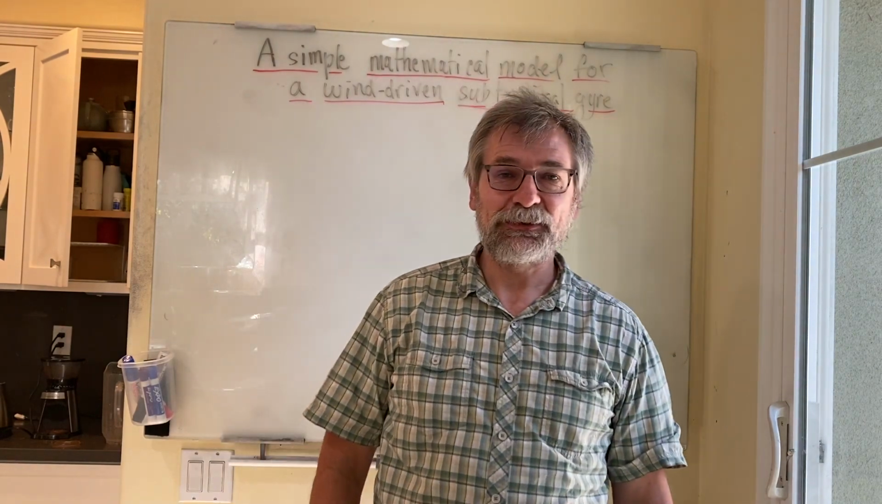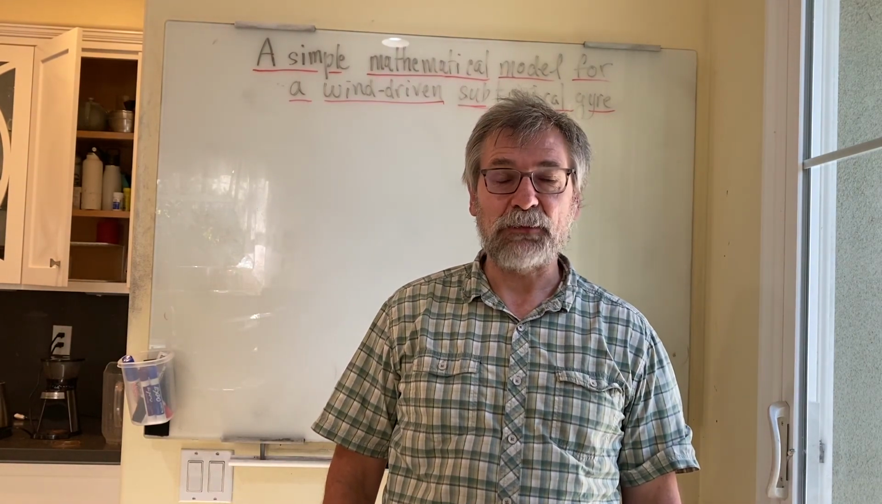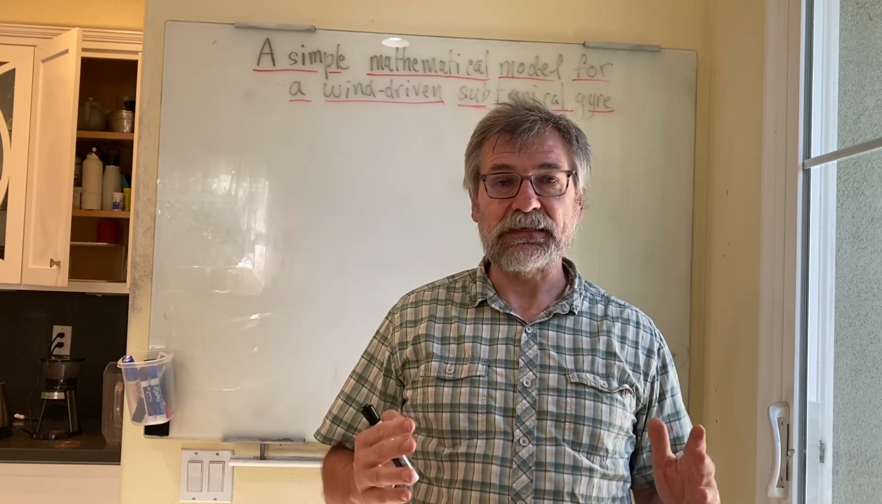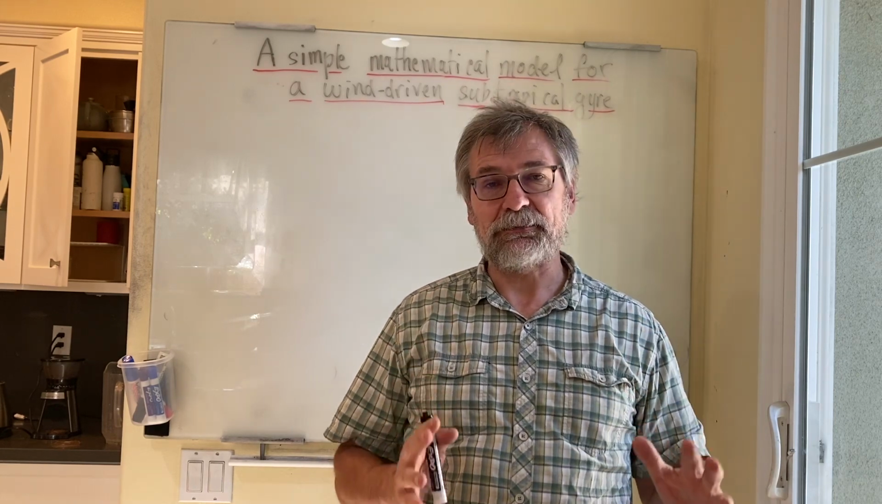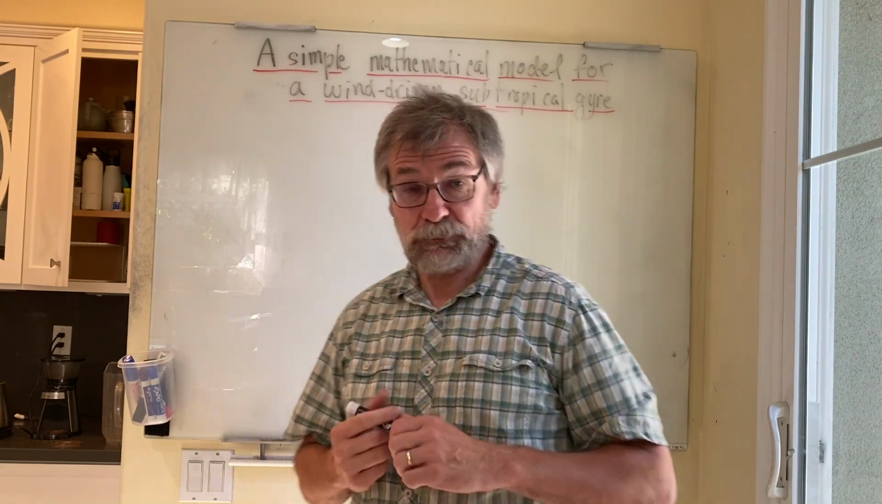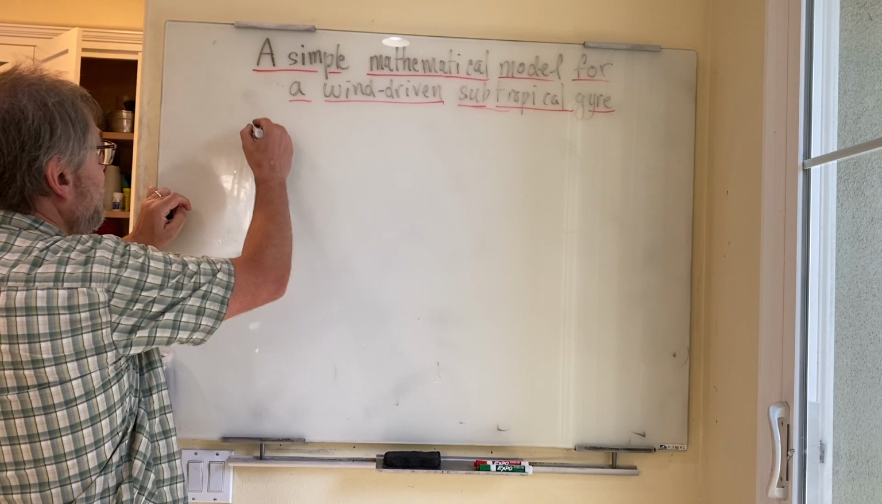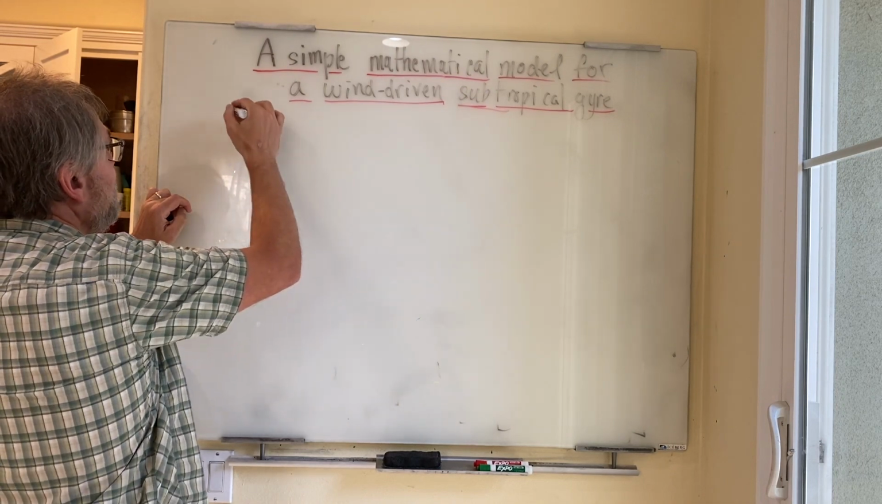In this video, we're going to derive a simple mathematical model for a subtropical gyre. And it will be simple and very idealized to try to keep the mathematics as simple as possible. So the domain we're going to imagine is a rectangular ocean basin with northward being in the y direction.